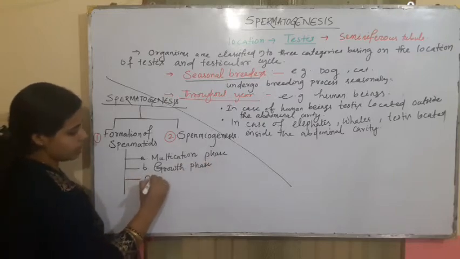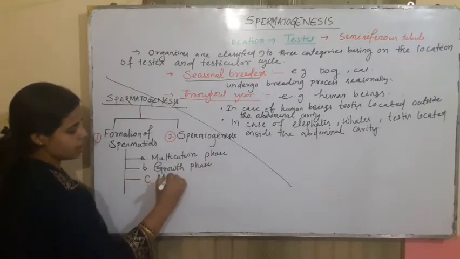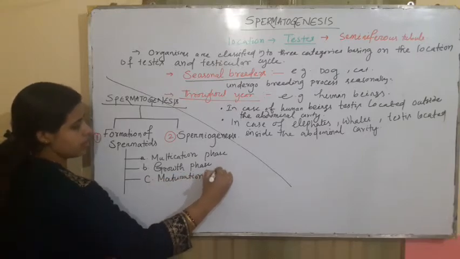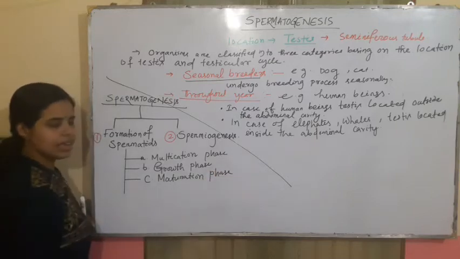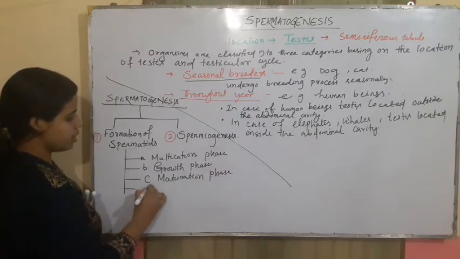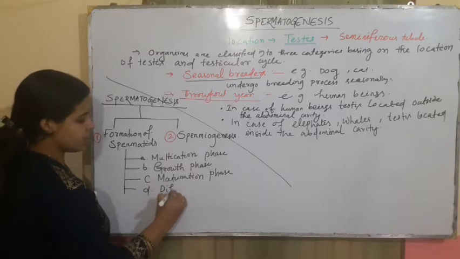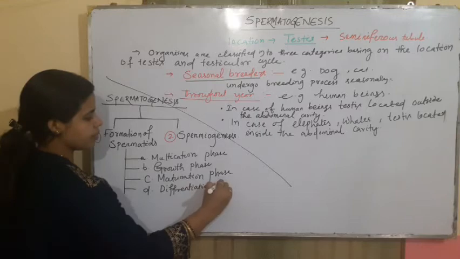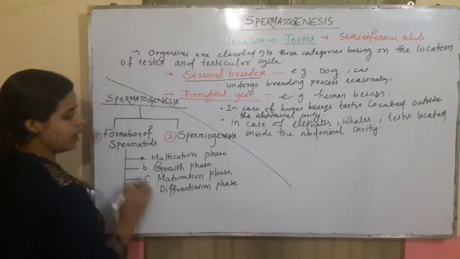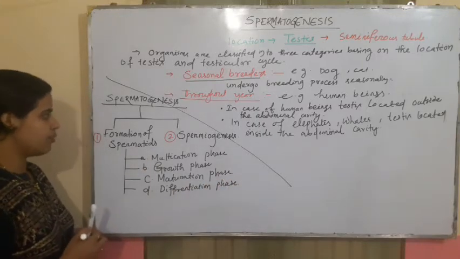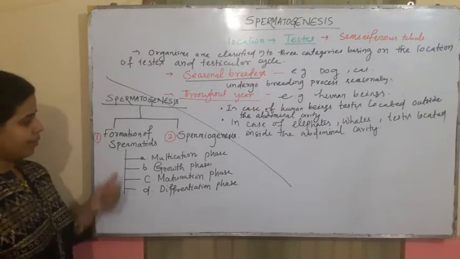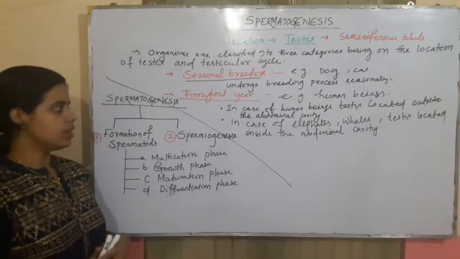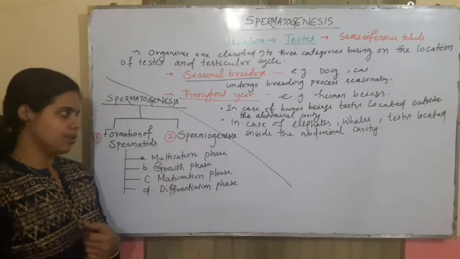And the third one is the maturation phase. In certain books you can find another phase also, that is the differentiation phase. So these are the entire phases which complete the formation of spermatids, and after the spermatid formation there has to be a transformation into sperm. That's why the next step is spermiogenesis.